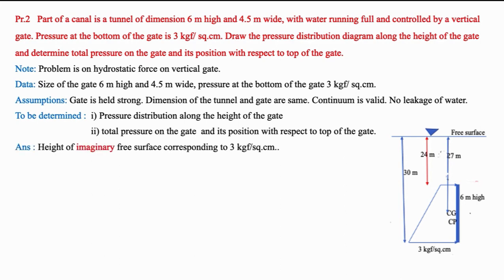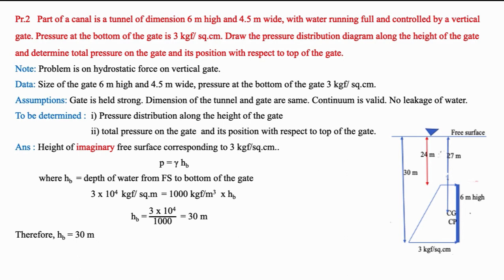Here it has been given in terms of pressure. So we have to convert this pressure into equivalent linear units using hydrostatic law, that is P is equal to gamma into HB, where HB is the depth of water from free surface to the bottom of the gate. HB is equal to 30 meters.